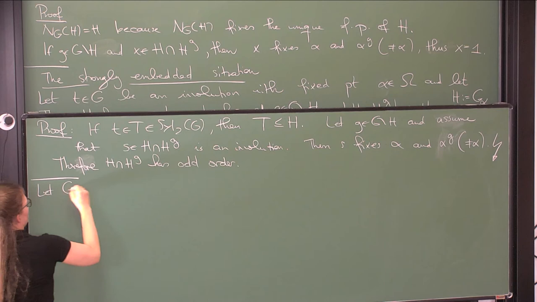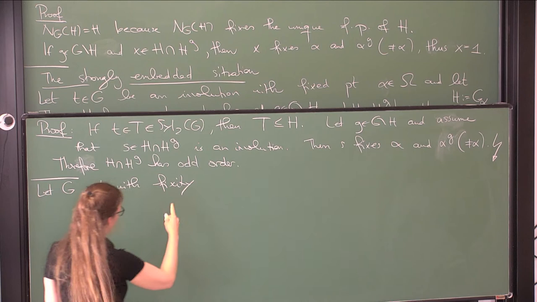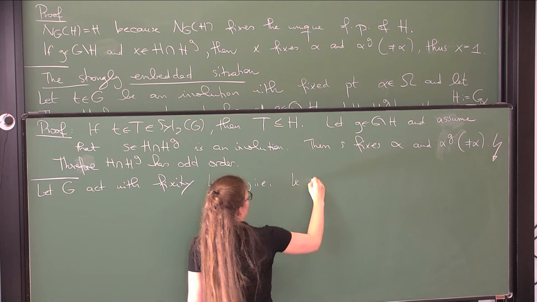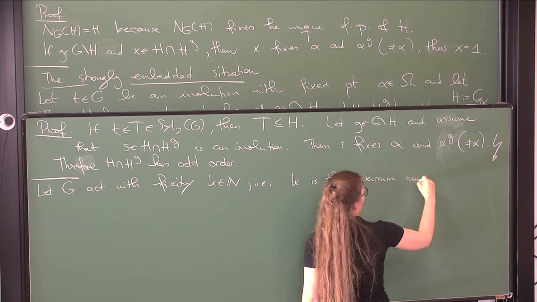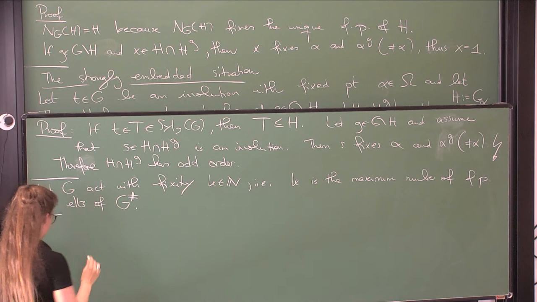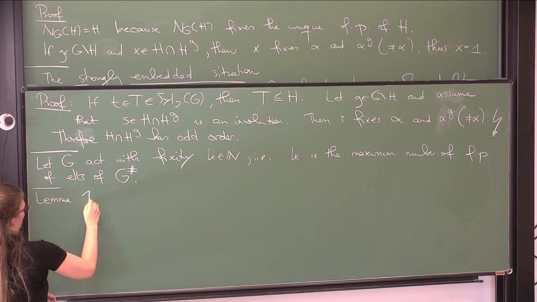So let G act with fixity K. I think this name goes back to Rawls, 1980, I believe. Fixity K in N, i.e. K is the maximum number of fixed points of non-trivial elements of G. So let's take this and prove two lemmas. So the first lemma, and then I will need to clean the blackboards. Yes, lemma one.